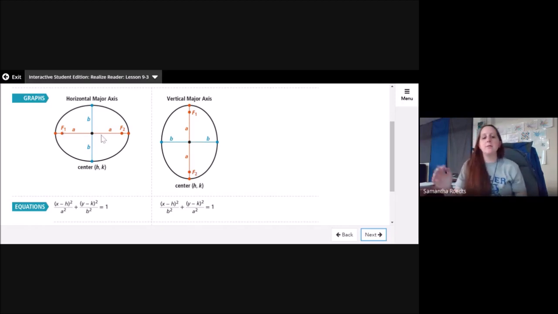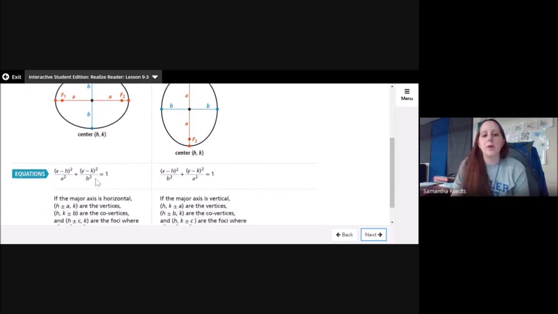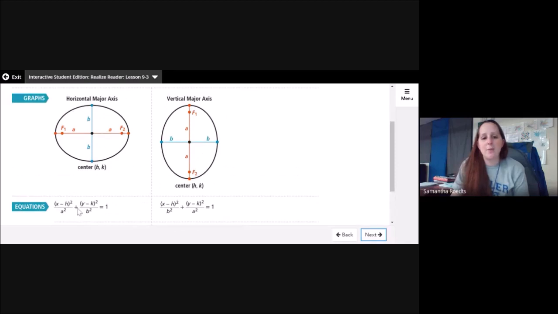Okay, so whichever one is the major, that's your a. Whichever one is your minor, that's your b. So whether it's horizontal or vertical. Okay. So I have two equations. If my horizontal is my major, it's (x minus h) squared over a squared plus (y minus k) squared over b squared equals 1. If my vertical is my major, I have (x minus h) squared over b squared plus (y minus k) squared over a squared equals 1.